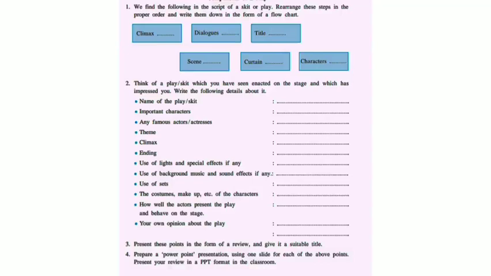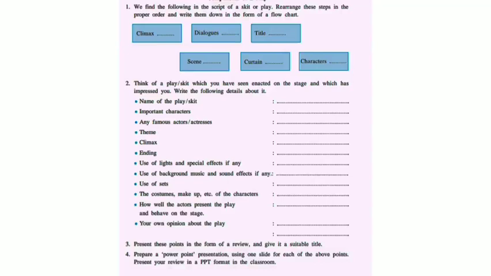Sub-question 2. Think of a play or skit which you have seen or enacted on the stage and which has impressed you. Write the following in detail. You guys are in 9th standard now, so you might have taken part in a skit or something like that in your school. So you have to just mention one skit you remember, or koi bhi chota sa play jo aapne koi bhi event mein kiya ho, and then uske upar you have to write. So again, this is something you can write as your homework. Present these points in the form of a review and give it a suitable title. Okay, sub question 3 and 4 you can ignore.